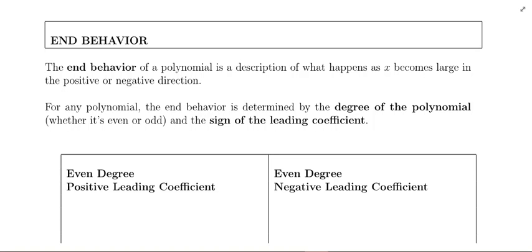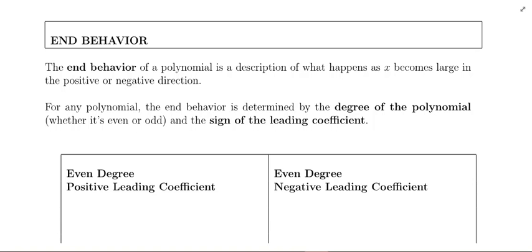So one of the first things that you will do when graphing a polynomial function of higher degree is identify its end behavior. The end behavior of a polynomial is a description of what happens as x becomes large in the positive or negative direction. For any polynomial, the end behavior is determined by the degree of the polynomial, whether it's even or odd, and the sign of the leading coefficient.